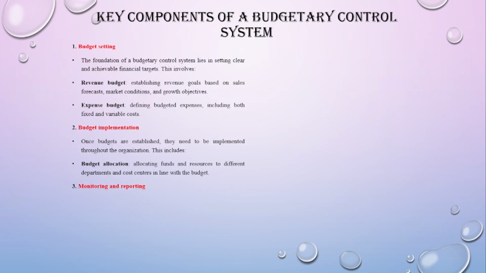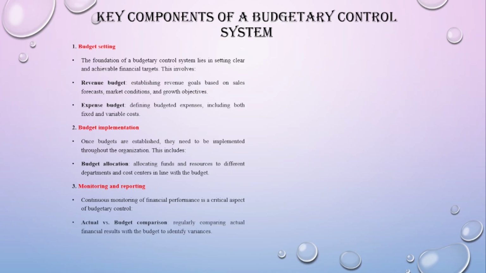Third aspect, monitoring and reporting. What is monitoring and reporting? Continuous monitoring of financial performance is a critical aspect of budgetary control. Actual versus budget comparisons: regularly comparing actual financial results with the budget to identify variances. Then variance analysis: investigating the reasons behind variances and taking corrective actions as needed.